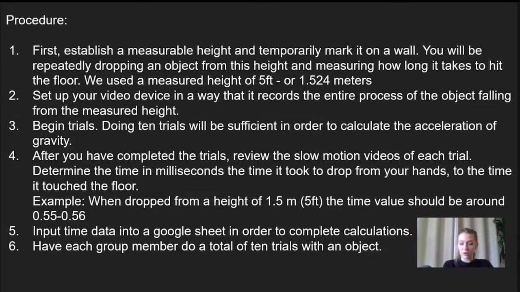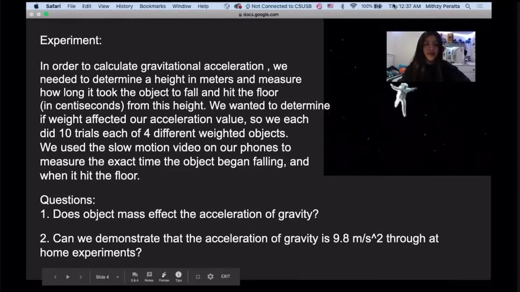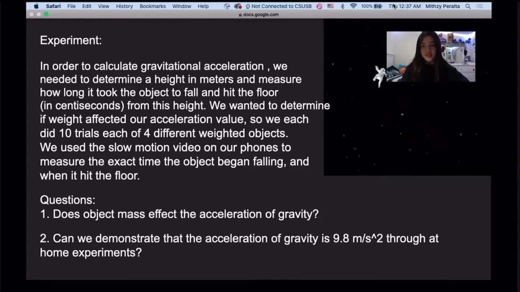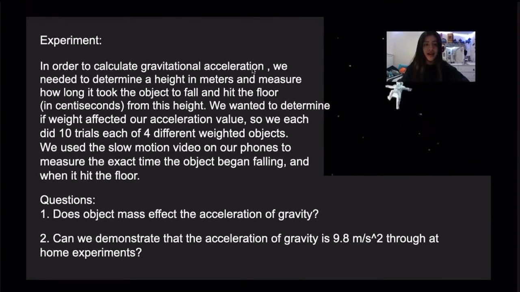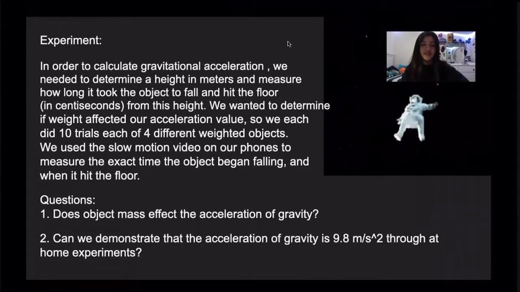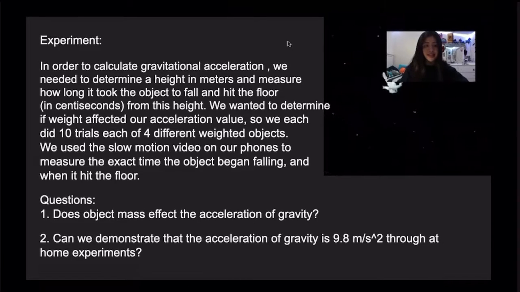Then you're going to have each group member do a total of 10 trials with an object. We did a total of 4 objects. So in order to get all of that data, we had each group member participate and put it into a sheet that we could all review. In our experiment, in order to calculate gravitational acceleration, we needed to determine the height in meters and measure how long it takes the object to fall and hit the floor in centiseconds.